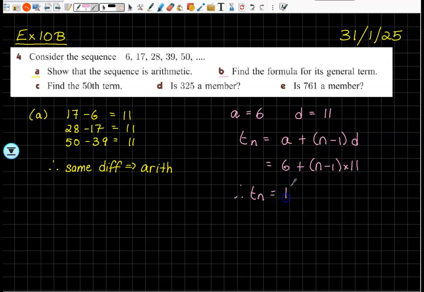11 times N. I like to have my pronumeral at the front, and then we've got 6 take 11. You happy with -5? Great. And there is our general term. Yes, my friend.